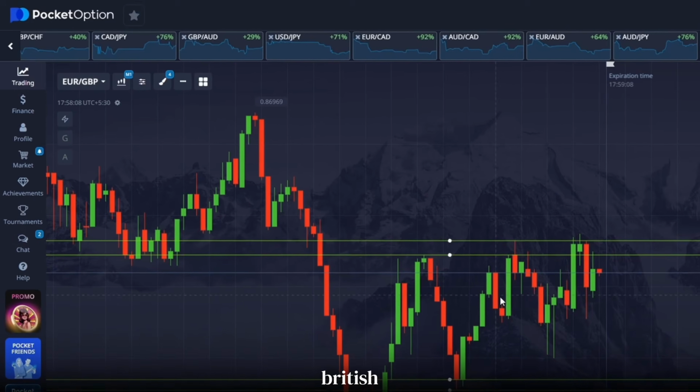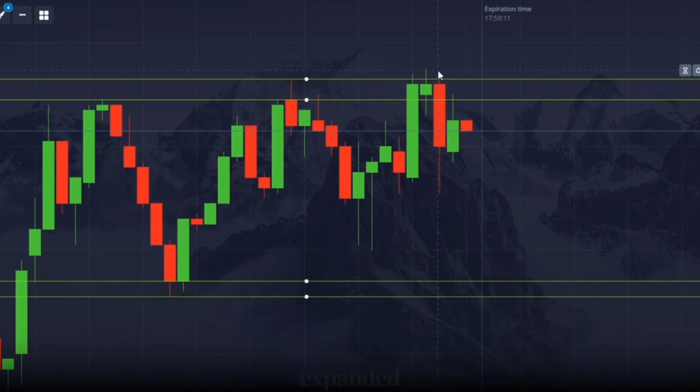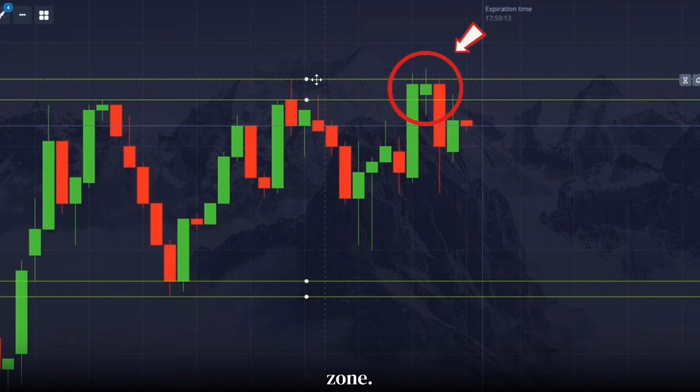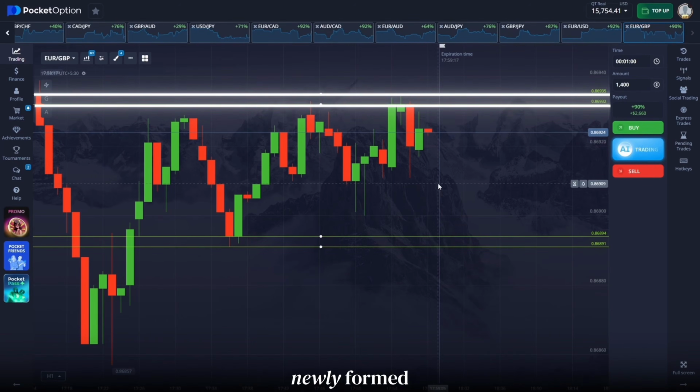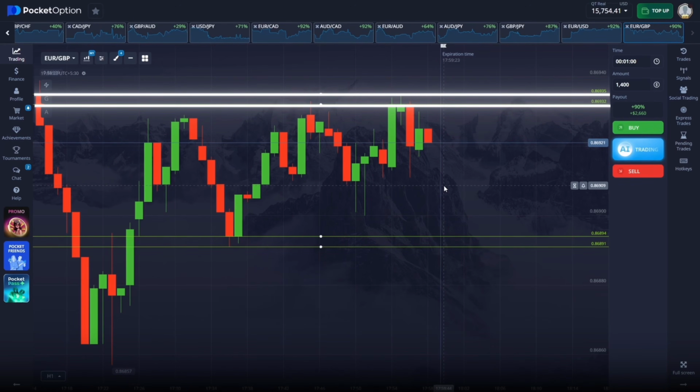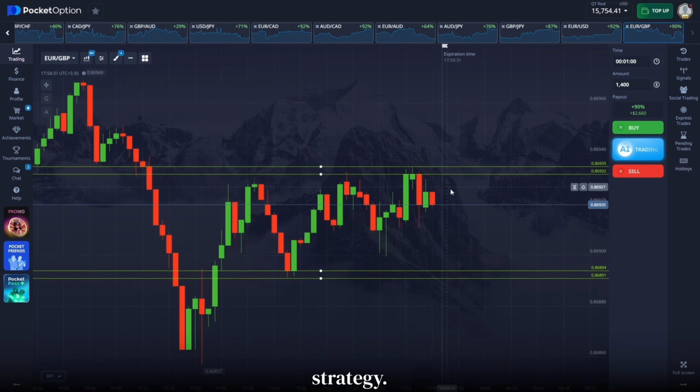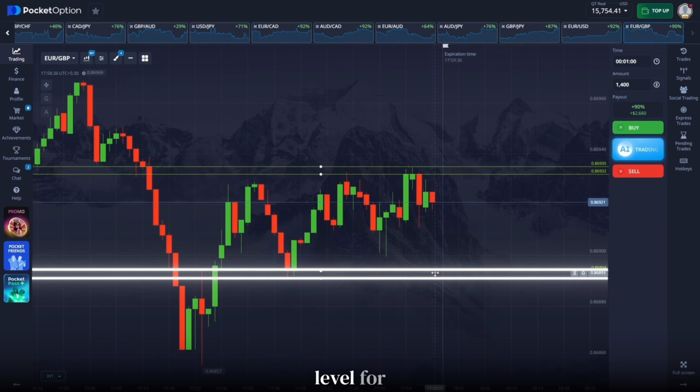On Euro British Pound, as price recently expanded this resistance zone, now I will use this newly formed resistance for a reversal. Let's wait now for the price to retest this zone again. If price gives another trading opportunity from the same zone, I will place a reversal trade using the same strategy. If price starts falling, I will use this support level for the reversal.